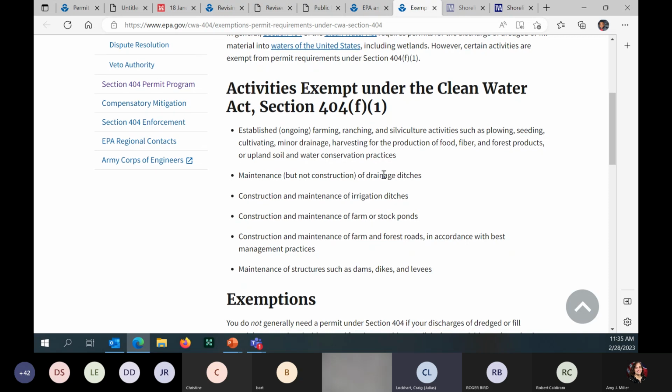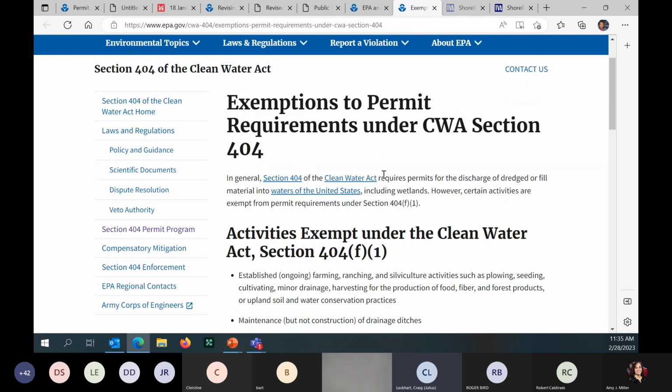So this has some really great information. And I just want to point you guys to the EPA website, where you can find more information, either between APO or the Army Corps, on Section 404 enforcement.